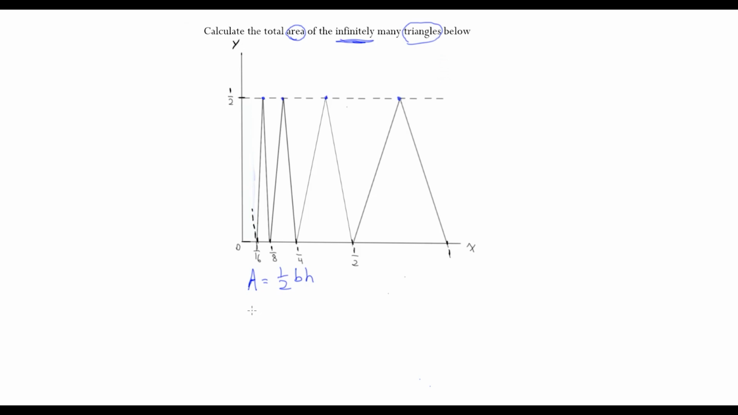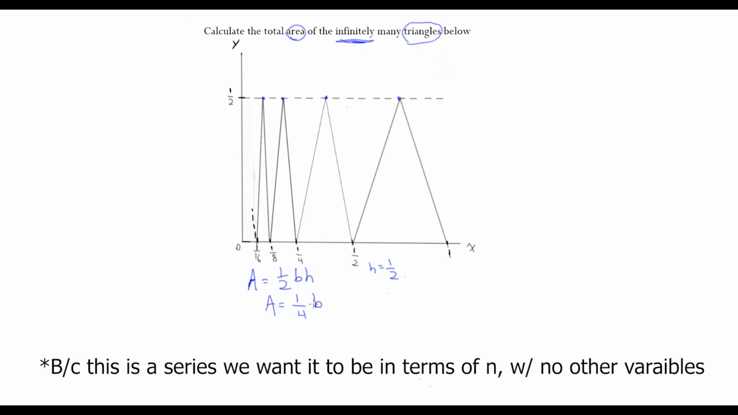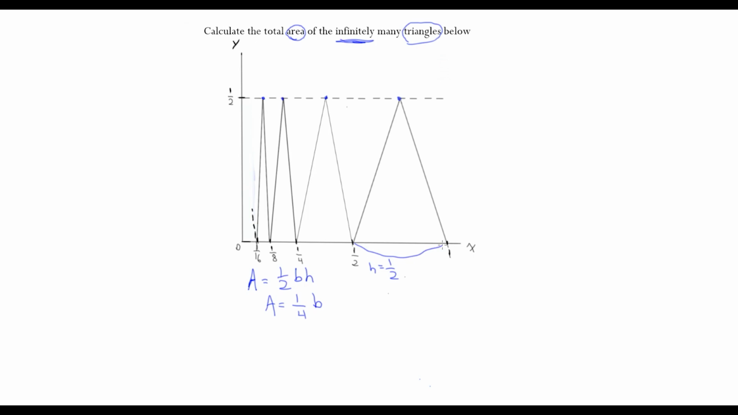So we'll substitute h is equal to 1/2 into the area equation, giving us 1/4 b. Okay, now we have the base left, the b value. Let's go analyze what b is. As we notice, the base is continuously changing. It does not remain the same. It gets smaller and smaller and smaller.